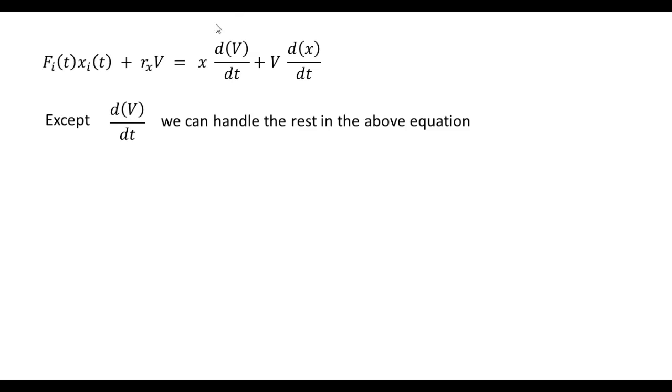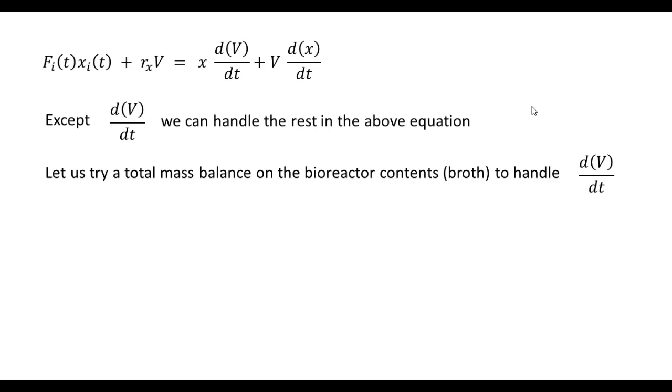Except this term dV/dt, we can handle the rest of the terms. We know the inlet feed rate as a function of time. We know the inlet cell concentration as a function of time. We know the rate of cell formation, and we know the volume of the bioreactor. So this is the only term that we need to handle to get a handle on this equation. To do that, let us try a total mass balance on the bioreactor broth.